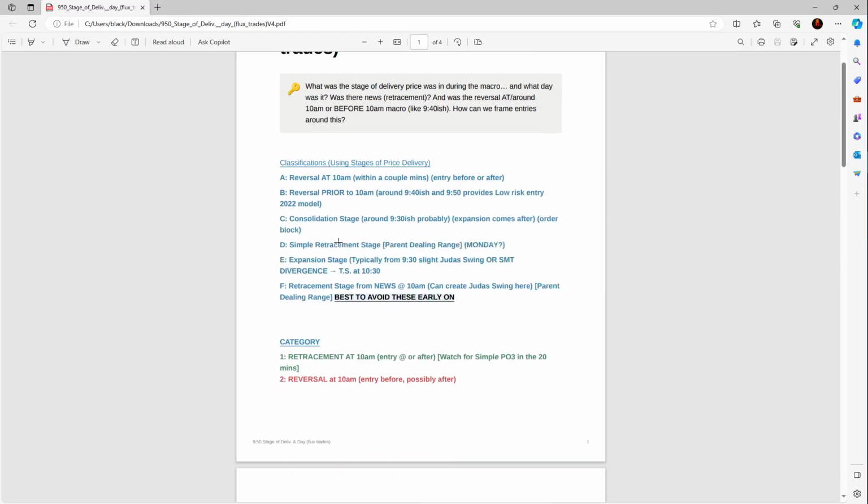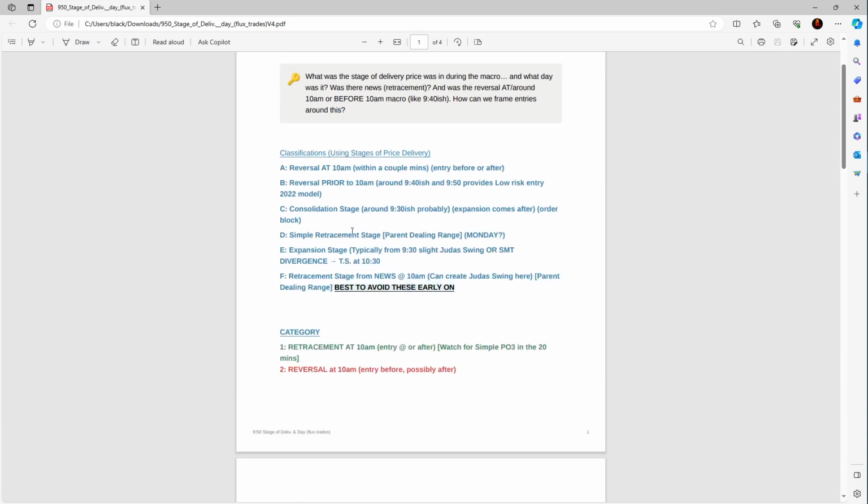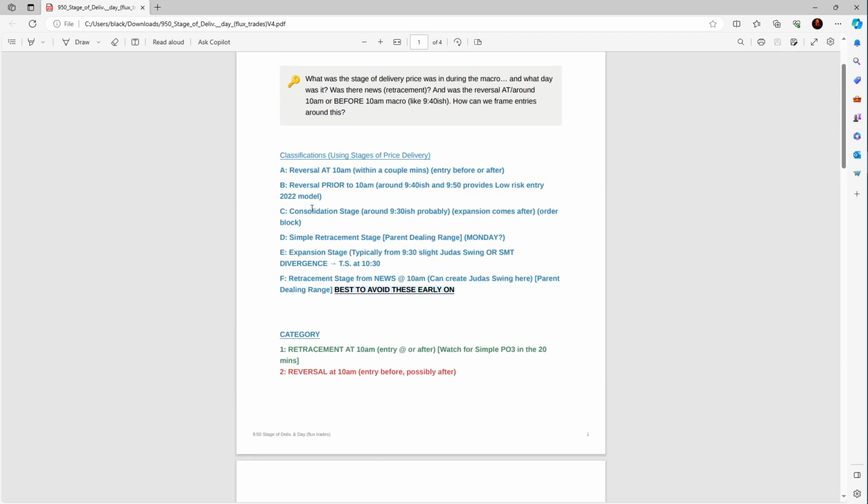So the first thing you'll see is we've got the question. So this is kind of the question we're solving. Then these are the classifications. So these are each of the stages you'll see at 9:50. There's really only these 6 that are tradable. Anything outside of it is really low probability.